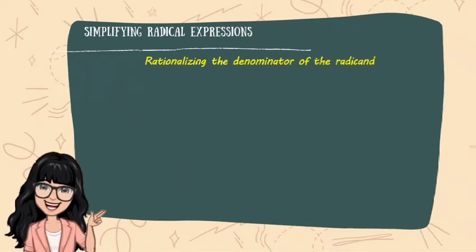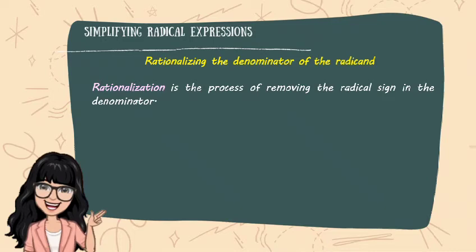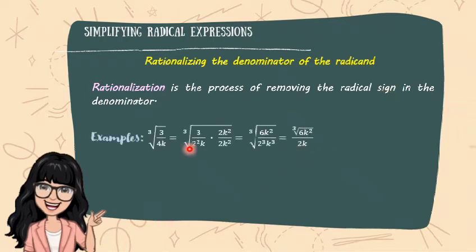Simplifying radical expressions, we can also rationalize the denominator of the radicand. Rationalization is the process of removing the radical sign in the denominator. So for example, we have the cube root of 3 divided by 4k. So we apply the law on radicals. So we will have the cube root of 3 divided by the cube root of 4k, or we can simply proceed to our rationalization.